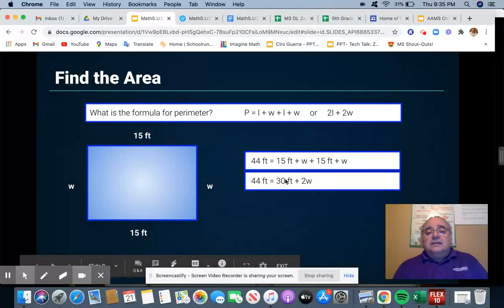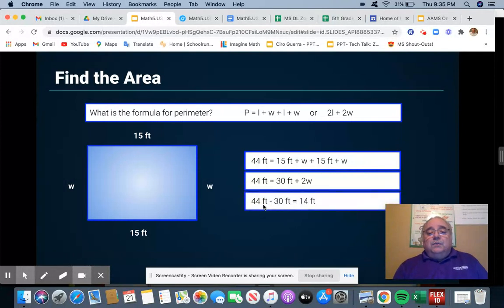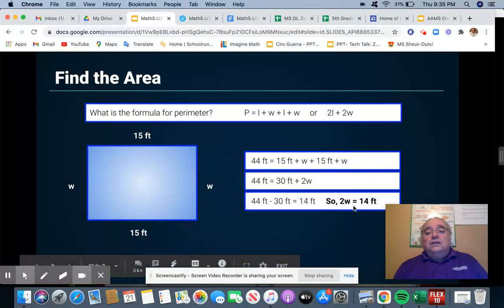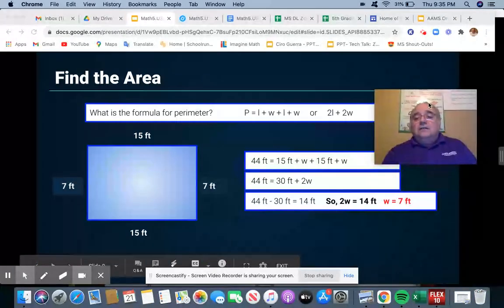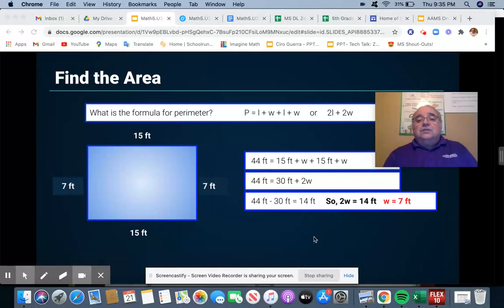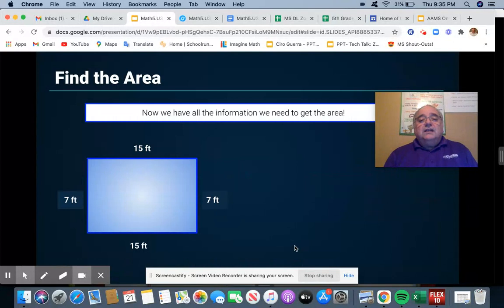Length. Yep, that's what we got. Then we got 44 minus 30 equals 14 feet. Yes. So 2W equals 14 feet. So W equals 7 feet. All right. So now we have all the information we need to get the area.